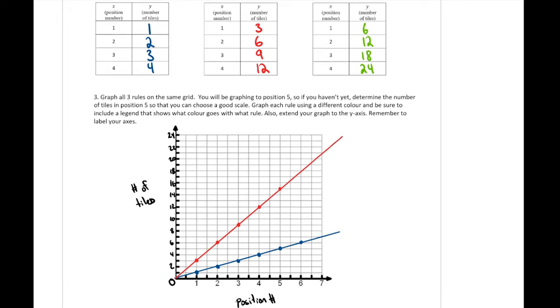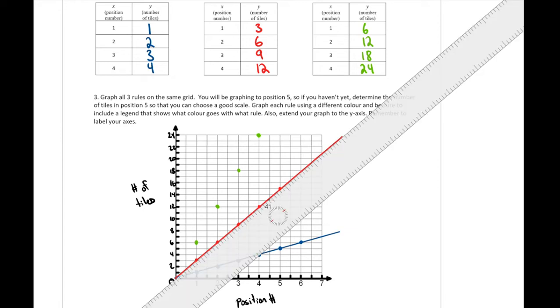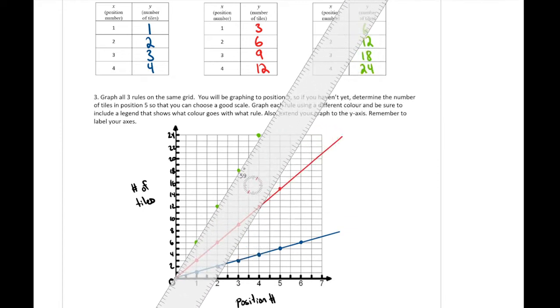The last one, at 1, we have 6, 2, we have 12, 3, we have 18, and 4, we have 24. We can't go through and graph the 5th one because it would go off of our grid. So we're just going to graph what we can, or the points that we can.